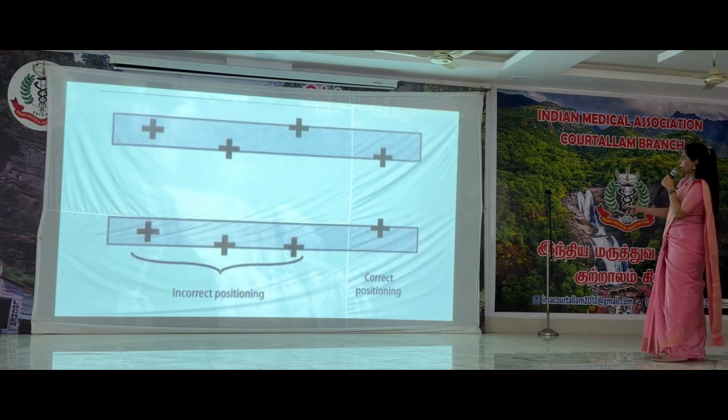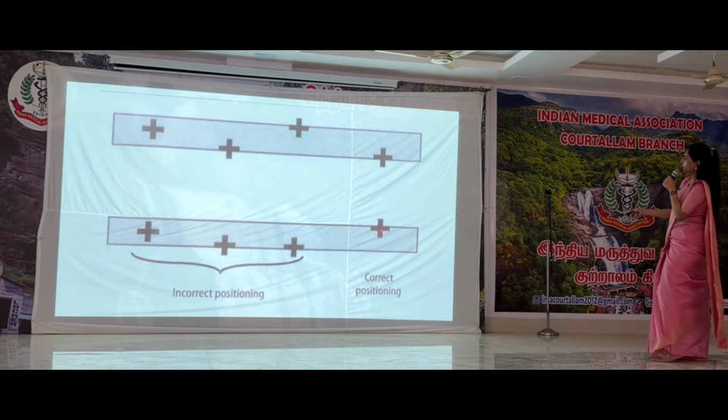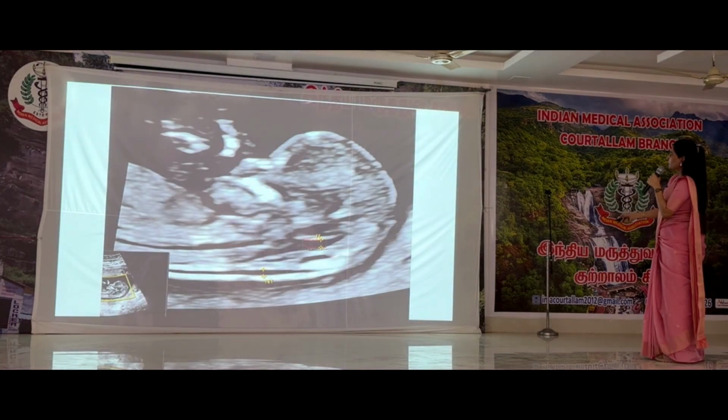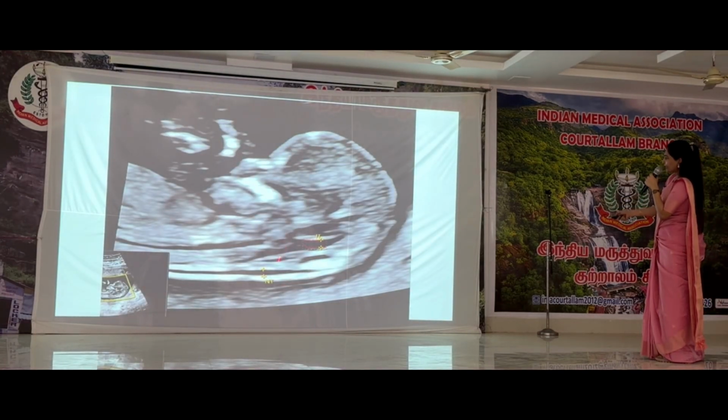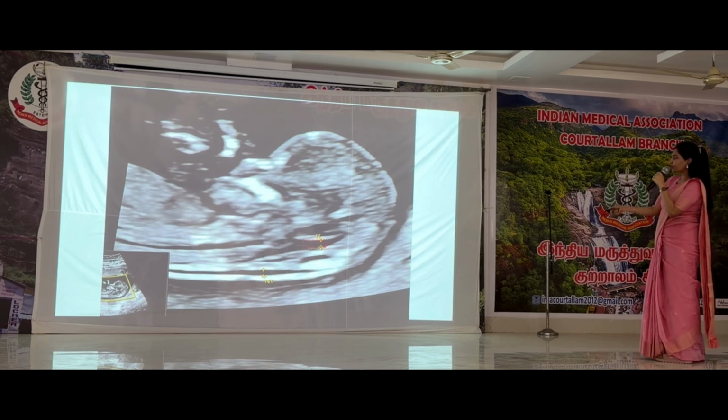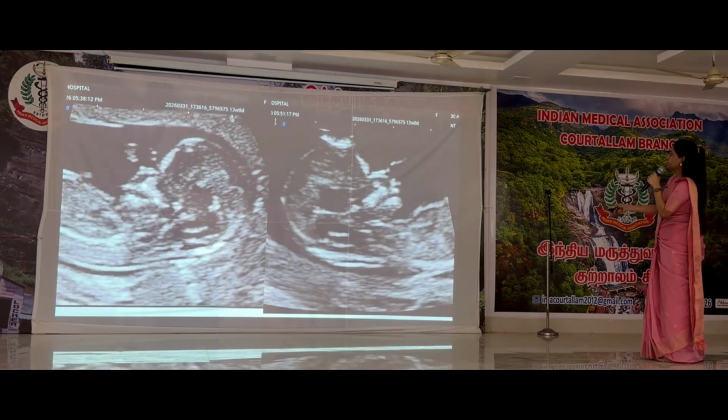And how to place the caliper? The caliper should be placed inner to inner, or on to on, you can say. This is the correct positioning of the caliper. Do not place your caliper like this. This is another example. While taking the NT, you can also include the intracranial translucency. This is going to be your future 4th ventricle. So if this is increased, then there is a risk of hydrocephalus. So always look at the IT also.